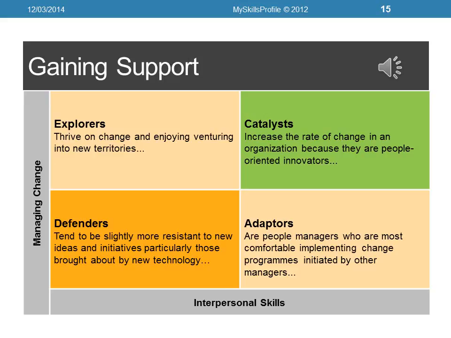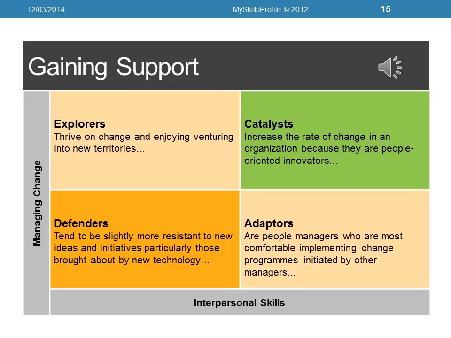Catalysts increase the rate of change in an organization, because they are people-oriented innovators. Catalysts are change agents who possess a creative style, along with empathy and good interpersonal skills. Their empathy and interpersonal skills mean that they deal skillfully with other people's concerns, and/or resistance to change. Explorers thrive on change, and enjoy venturing into new territories. They are strongly focused on opening up new markets, and taking the organization in new directions.